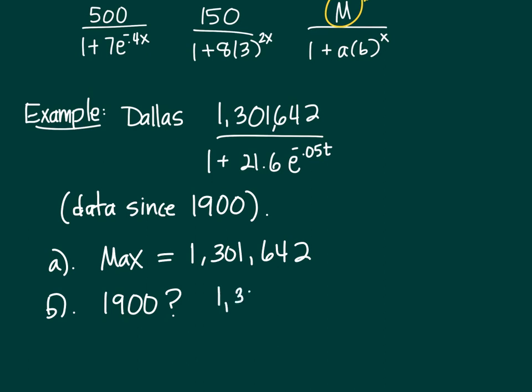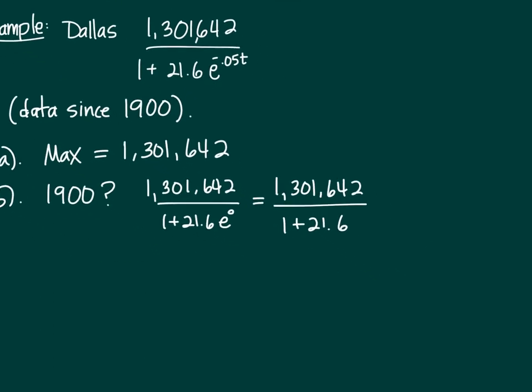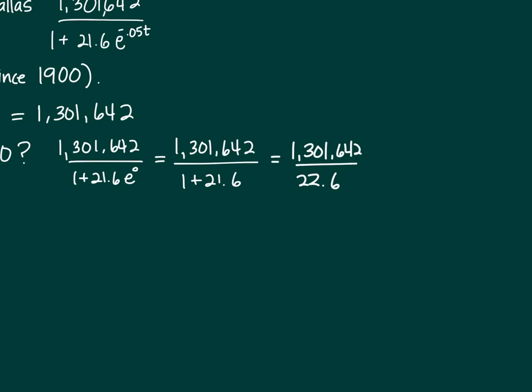It looks scary. 1,301,642 over 1 plus 21.6 e to the, and then it becomes e to the 0. And we all know what e to the 0 is, right? 1. So this becomes 1,301,642 over 1 plus 21.6. That's it. So I guess you could use your calculator at that point to find 1,301,642 divided by 22.6. Like, what would that come out to be? That's going to be your actual value in the year 1900.